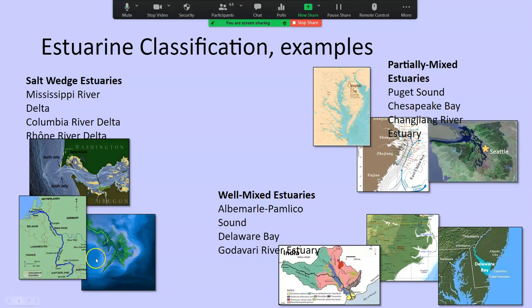Well-mixed estuaries include Albemarle-Pamlico Sound, Delaware Bay, and the Godavari River estuary that feeds into the Bay of Bengal. Albemarle-Pamlico Sound's right here. That one's in the Carolinas. And then partially mixed estuaries, somewhere in between, would be Puget Sound, which is the estuary that's near Seattle, Chesapeake Bay, which we've talked about, was formed from a meteor strike, and the Changjiang estuary that feeds into the East China Sea.